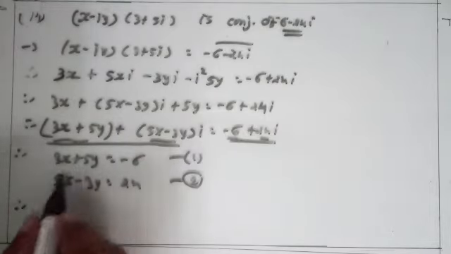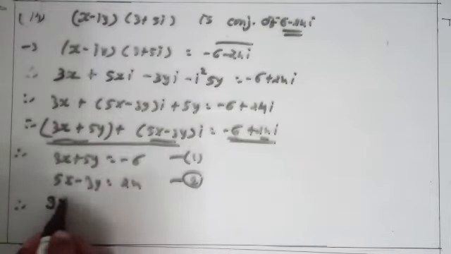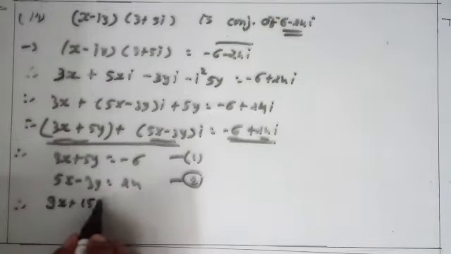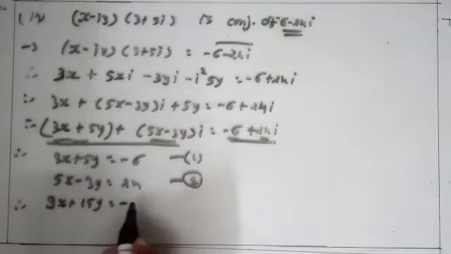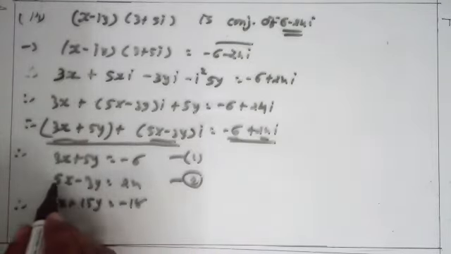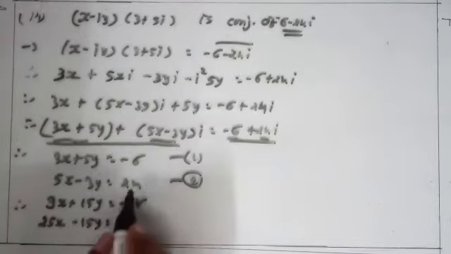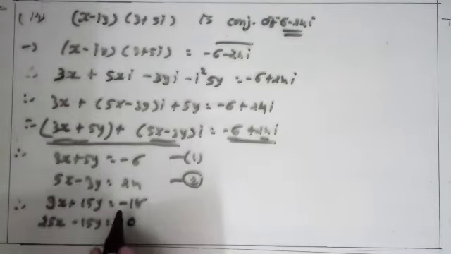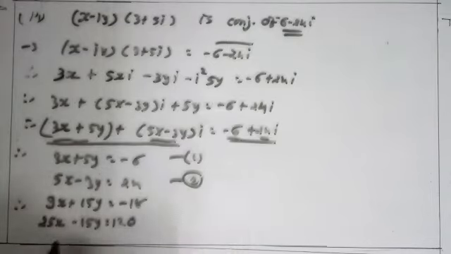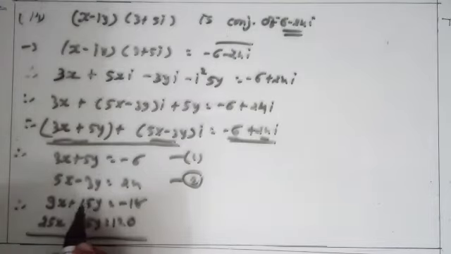So here 9x plus 15y is equal to minus 18, and multiplying this by 5, so 25x minus 15y is equal to, multiplying by 5, 120, and then subtract from the first, that is take addition. 15y minus 15y cancel.